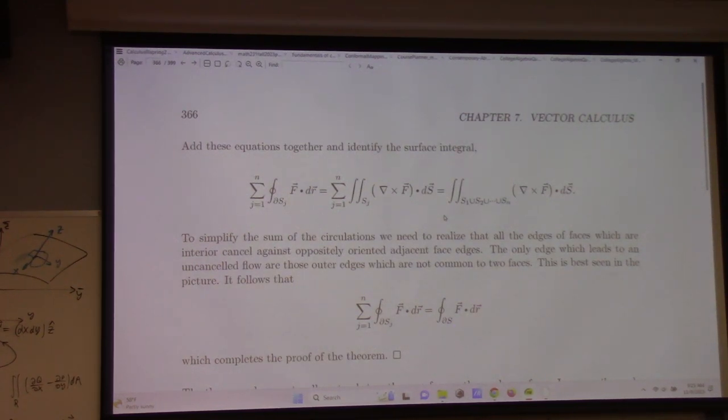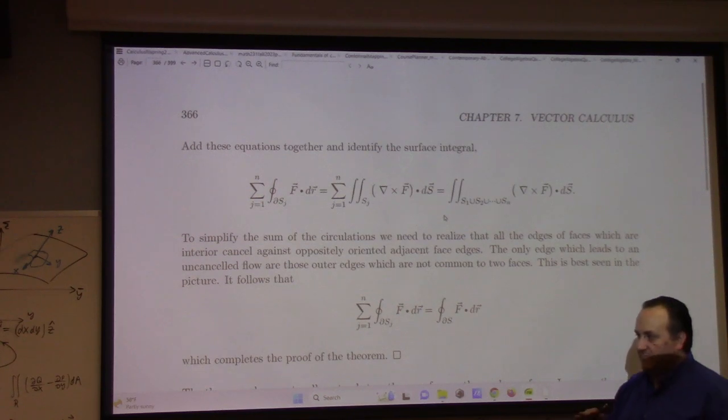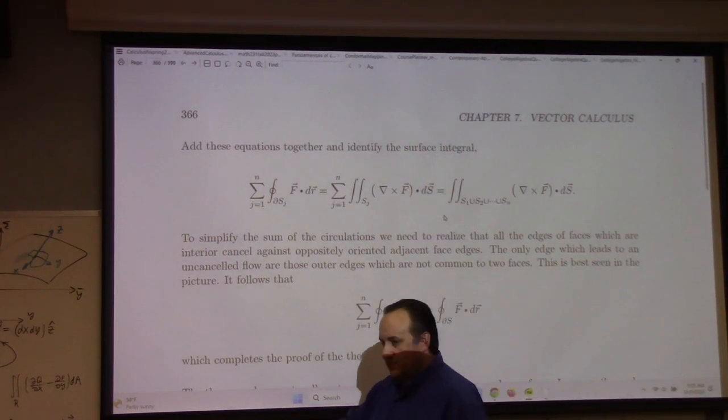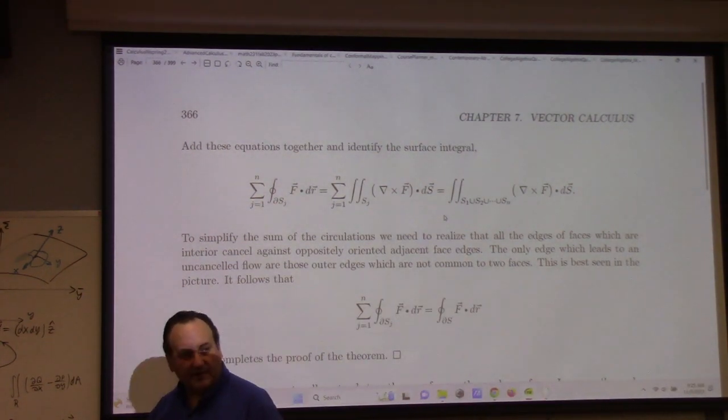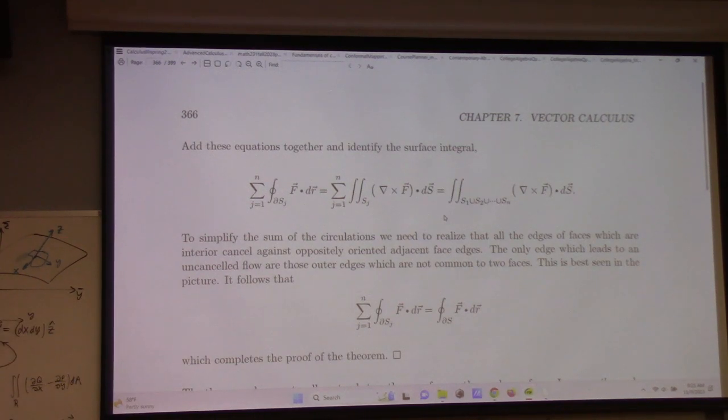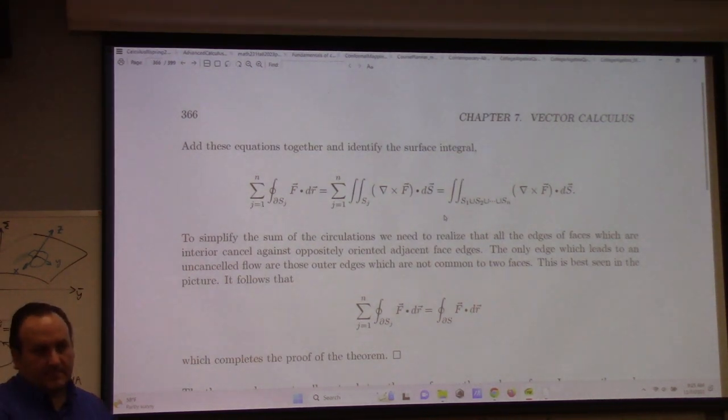And I call this baby Stokes' theorem because not every surface is polygonal, right? Like the cylinder's not a polygonal surface, right? A polygonal surface is a surface that is built from a union of a finite collection of planar regions pasted together. Like a cube, for example, or a tetrahedron.